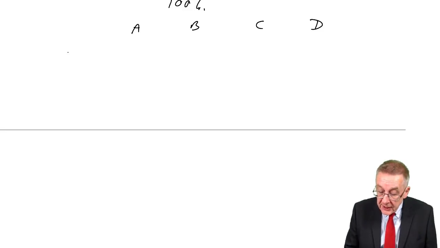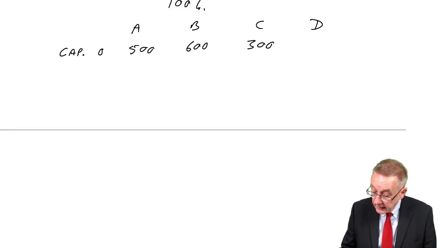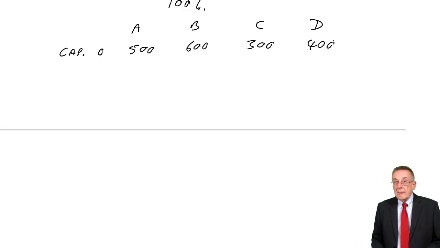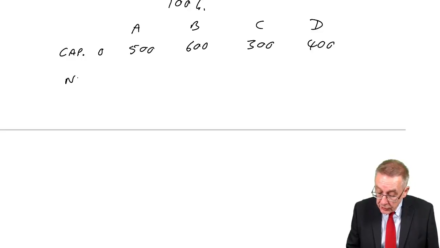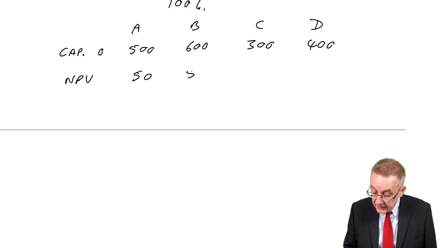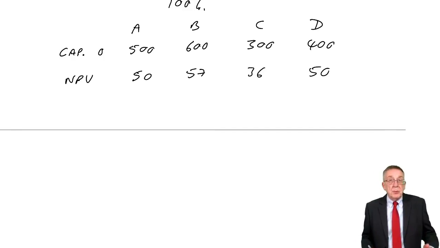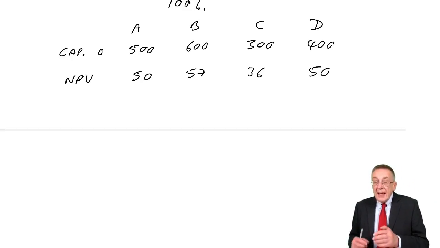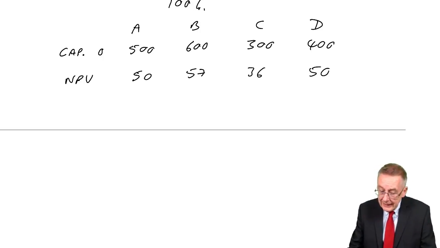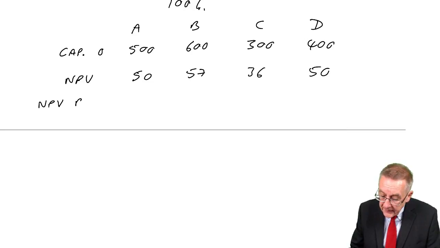For each project, we know how much is needed at time zero. The capital at time zero. A needs 500, B needs 600, C 300, and D 400. We know the NPV that will be generated from each: 50, 57, 36, and 50. And because they're divisible, we then calculate what NPV would be generated for every dollar invested, the net present value per dollar invested.